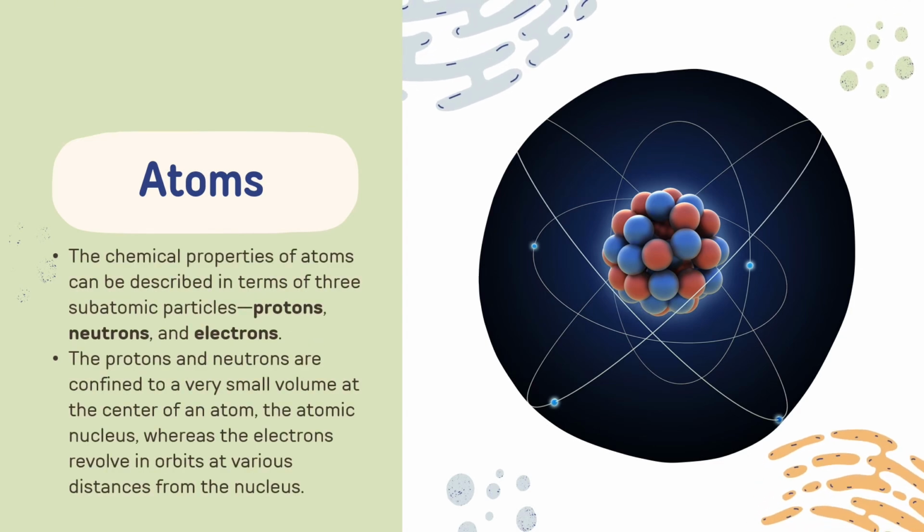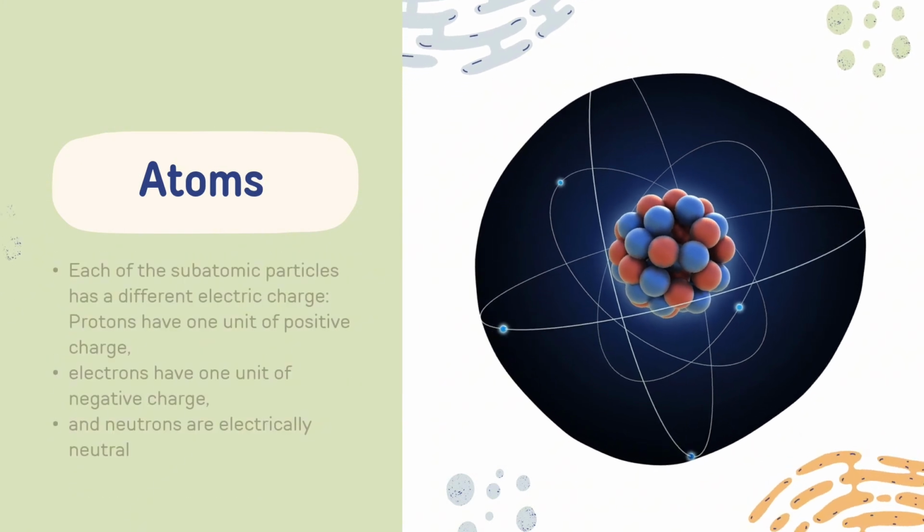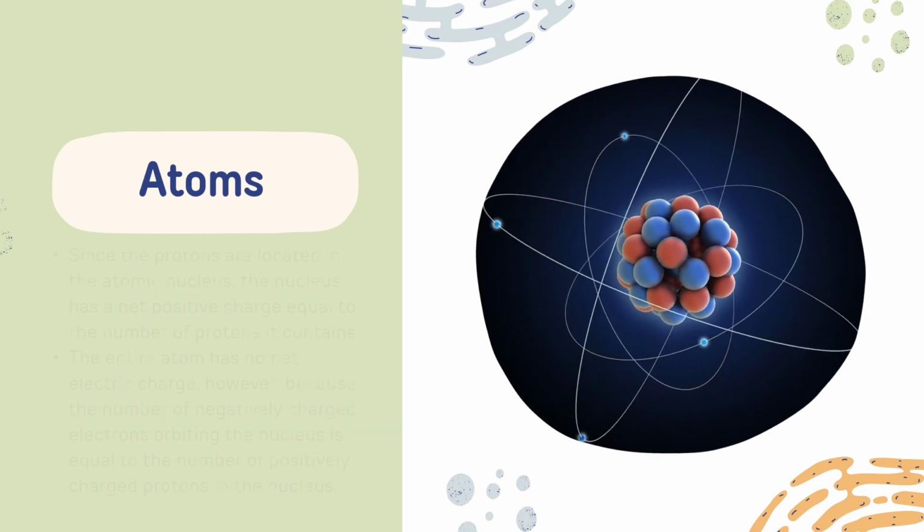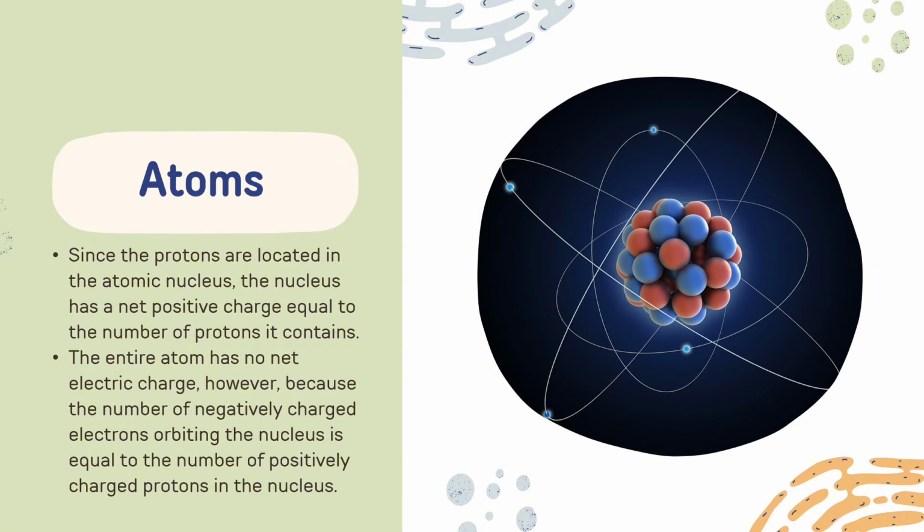Atoms are made up of three types of subatomic particles: protons, neutrons and electrons. The protons and neutrons sit in the nucleus, the atom's center, while the electrons orbit around them at various distances. Protons have a positive charge, electrons have a negative charge, and neutrons are neutral. This balance of positive and negative charge helps keep atoms stable. Since protons are located in the nucleus, the center of the atom carries a net positive charge. But don't worry, atoms remain electrically neutral because the number of protons is balanced by an equal number of electrons.